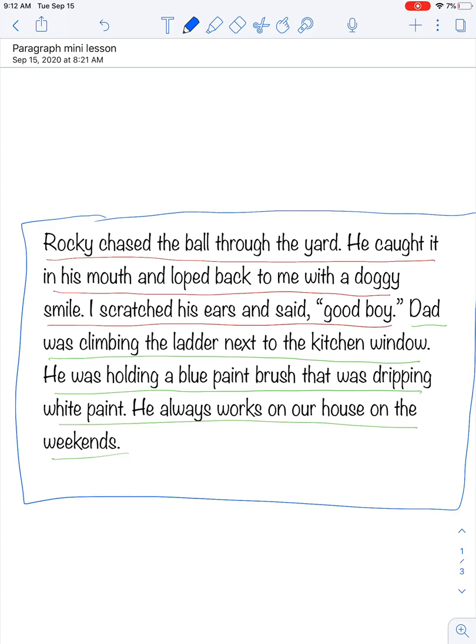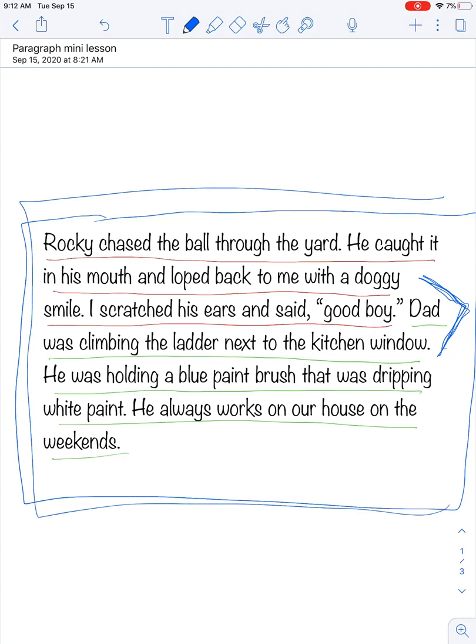because what's going to end up happening is that he's going to throw the ball for his dog Rocky again, but this time Rocky is going to get so excited he's going to run into the ladder that Dad is standing on and bump the ladder, and Dad is going to start wobbling and falling. So at some point, these two pieces, even though right now they are about two different things, are going to end up connecting, which means, yes, they are part of one big story, but right now they are just two separate parts.